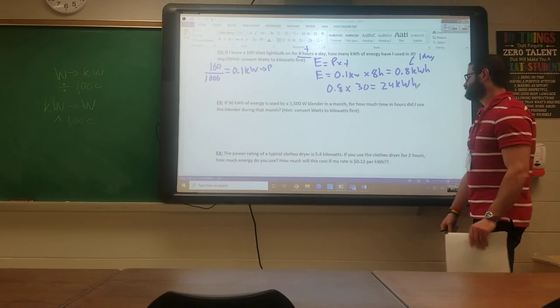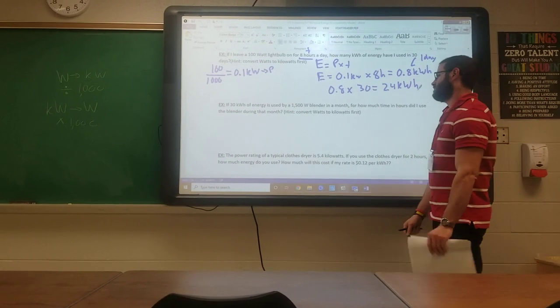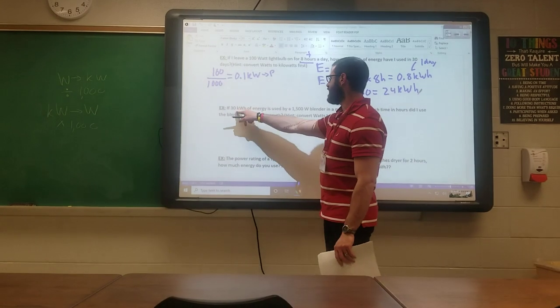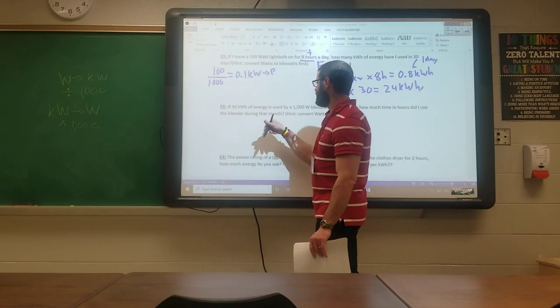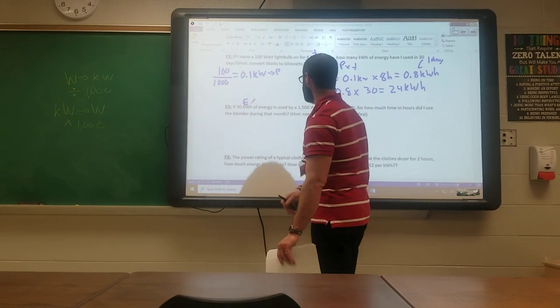Okay, let's look at another one. It says if 30 kilowatt hours of energy is used, let's stop there. Kilowatt hours, remember, that is our energy. That's the unit for energy here.